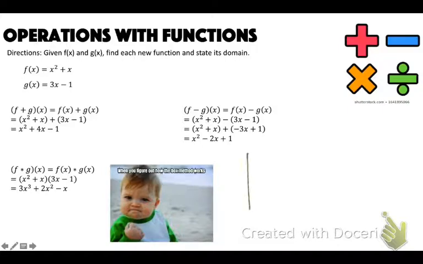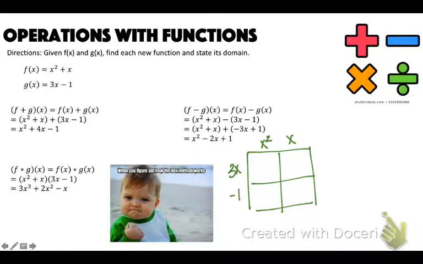But if we use the box here, this is going to be x squared plus x, and this is going to be 3x minus 1. So this will be 3x cubed, 3x squared, negative x squared, and negative x. So there's that 3x cubed. Combine those two, I get the 2x squared, and then the negative x.